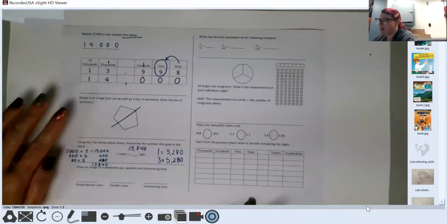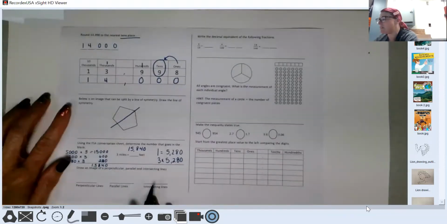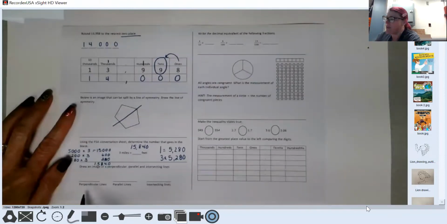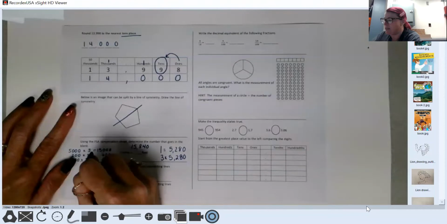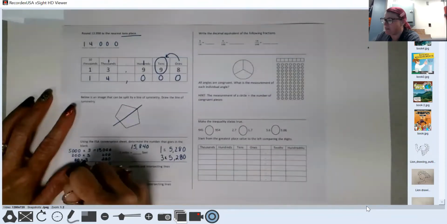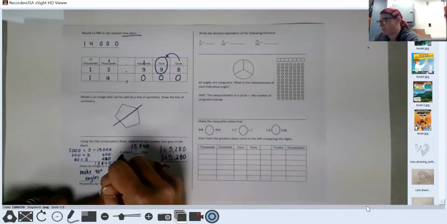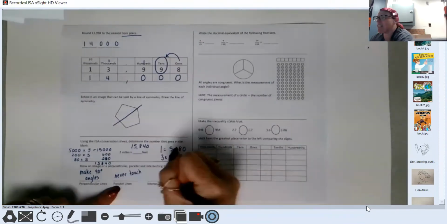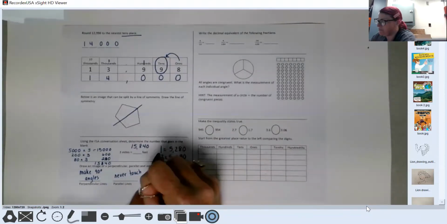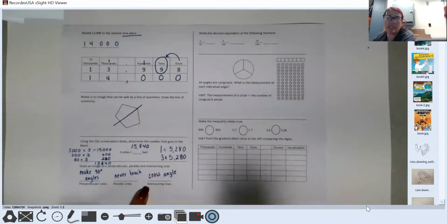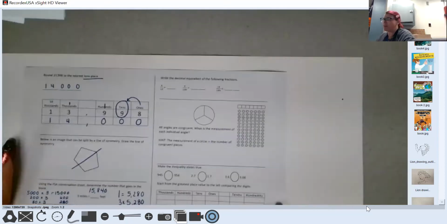Draw an image of a perpendicular, parallel, or intersecting line. So that's actually the question that's on your test, so I'm not going to do that. But I do know that perpendicular lines make 90-degree angles. So I'm going to write down make 90-degree angles. Parallel lines never touch. And intersecting lines, they cross. So little tips to help you. There we go. All right, let's go up here to the next one.